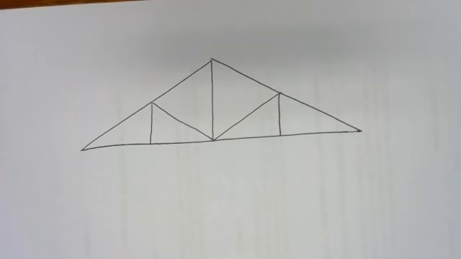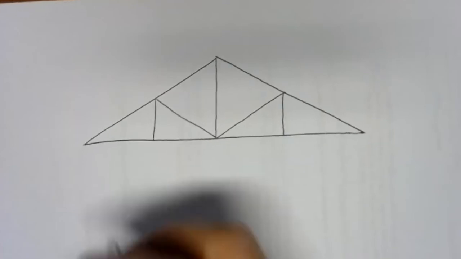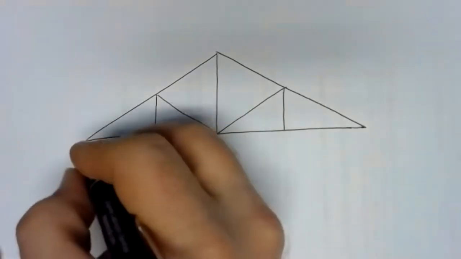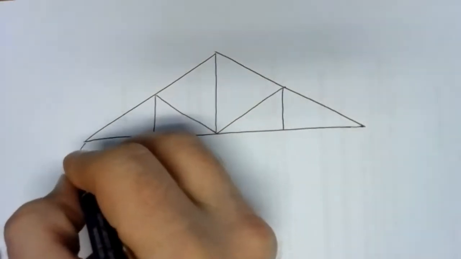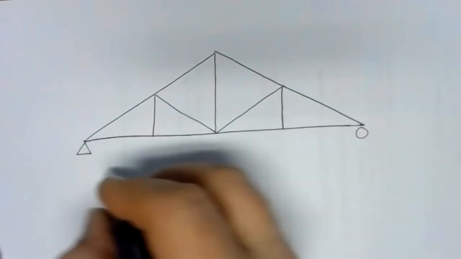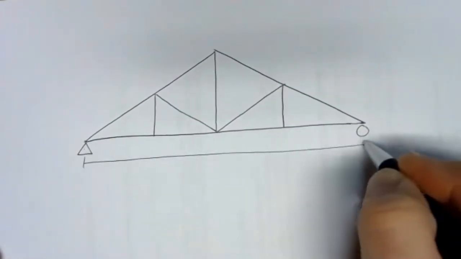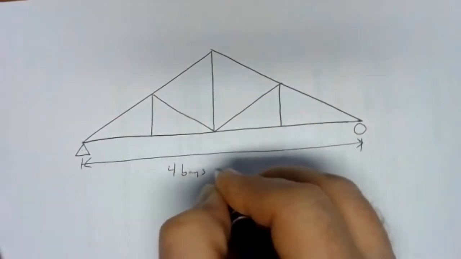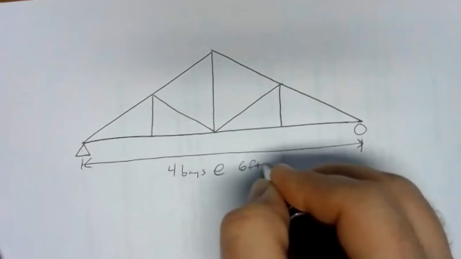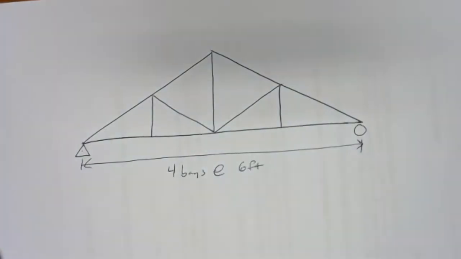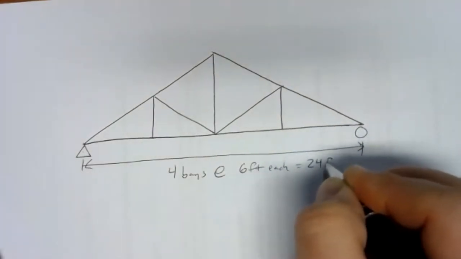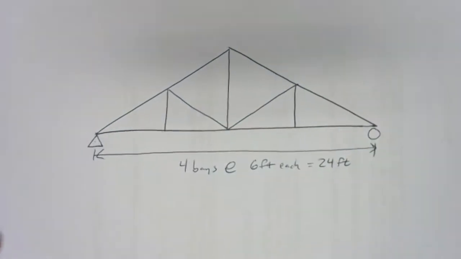But this is a typical roof truss, usually for a pretty good size span. In fact, we're going to make the span on this one, let's say, 24 feet. It'd be a typical application for it. So we'll put a pinned support here and a roller support here. We'll do 4 bays at 6 feet each, that'll be 24 feet. So a typical 24-foot span.